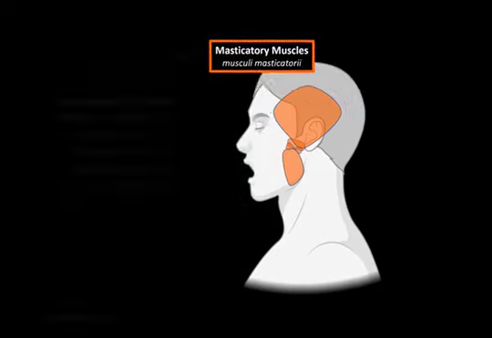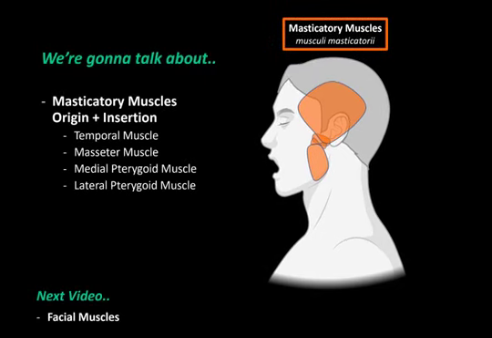In this video, we're going to cover the origin and the insertion point of the four muscles of mastication, which are the temporal, masseter, medial pterygoid, and the lateral pterygoid muscles. And then in the next video, we will cover the facial muscles.